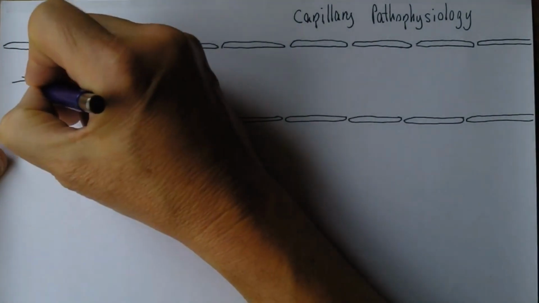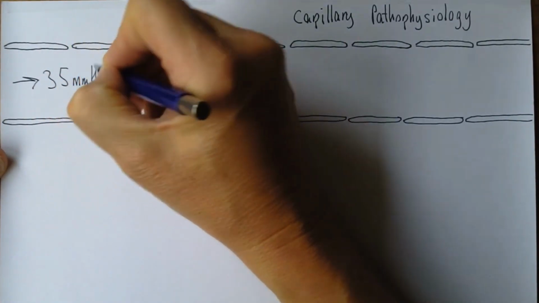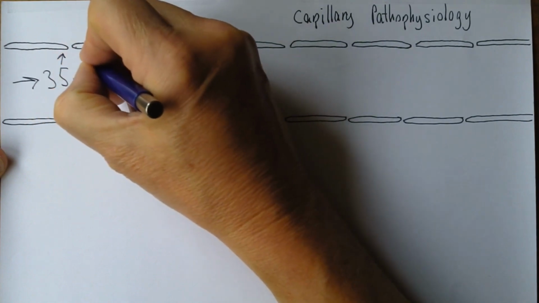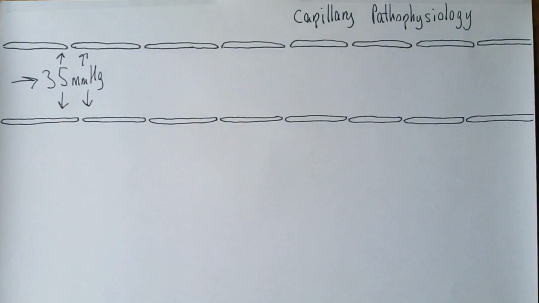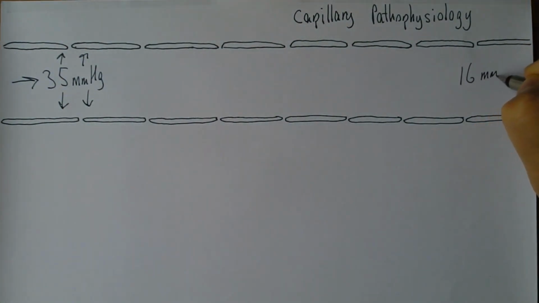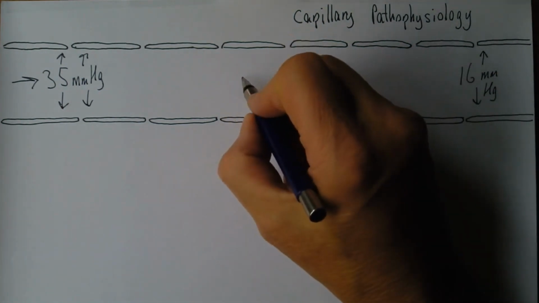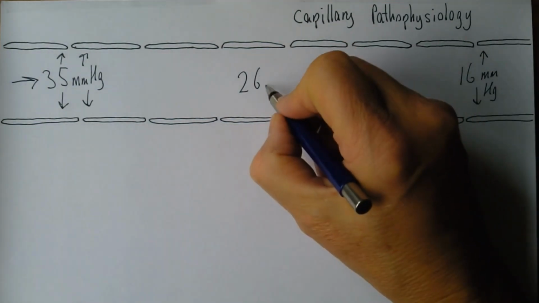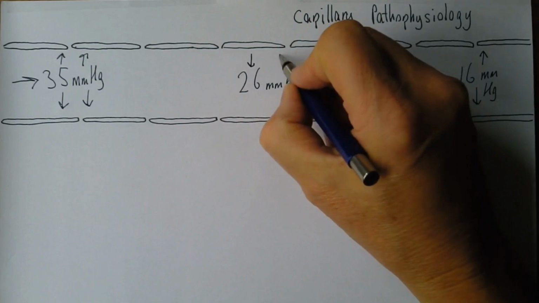Blood's coming in here, 35 millimeters of mercury, hydrostatic pressure, pushing out. By the time it gets to the venous end of the capillary, hydrostatic pressure's dropped to about 16 millimeters of mercury, still pushing out. The plasma proteins are generating this colloidal osmotic pressure, 26 millimeters of mercury, but that's sucking in.